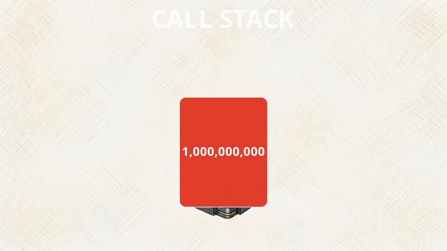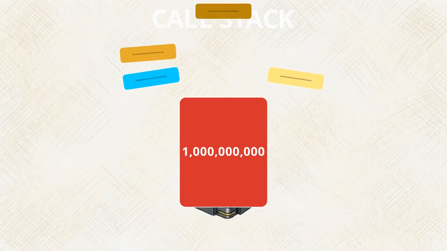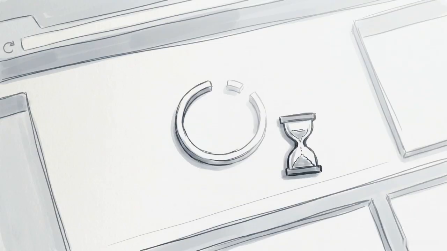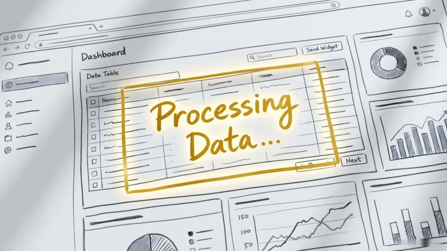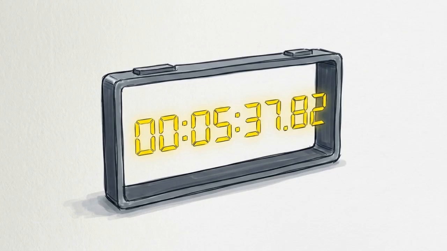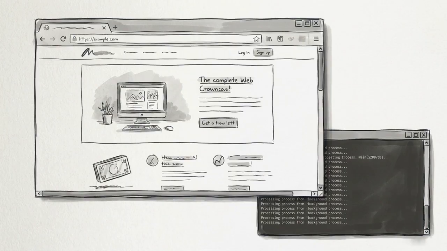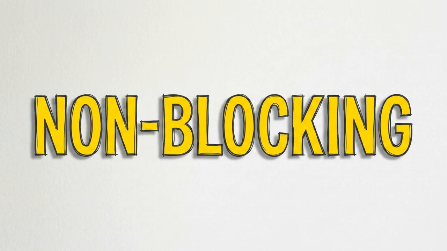If you execute a massive synchronous operation, like a loop counting to 1 billion, it occupies the stack completely. No other code can run. That is the physical cause of the UI freeze. To keep applications responsive, the browser must offload heavy tasks, like fetching network data or waiting on timers, to the background. Preventing UI lockup is the exact reason asynchronous JavaScript exists.